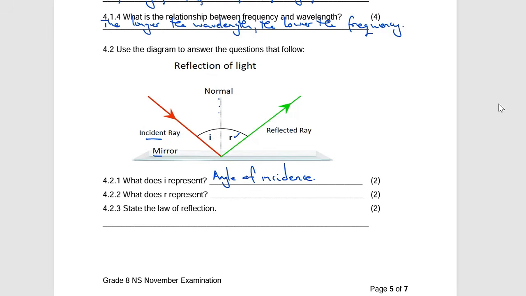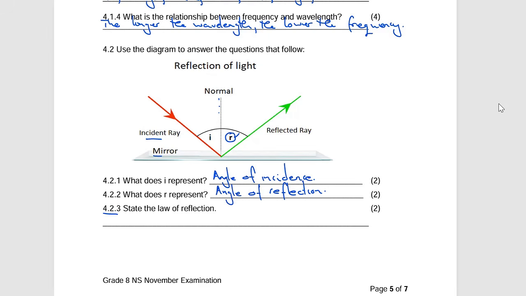Then after that, we also look at 4.2. It says, what does this R represent, right? So it's going to be the angle of reflection, right? Angle of reflection. Then moving on to 4.2.3.